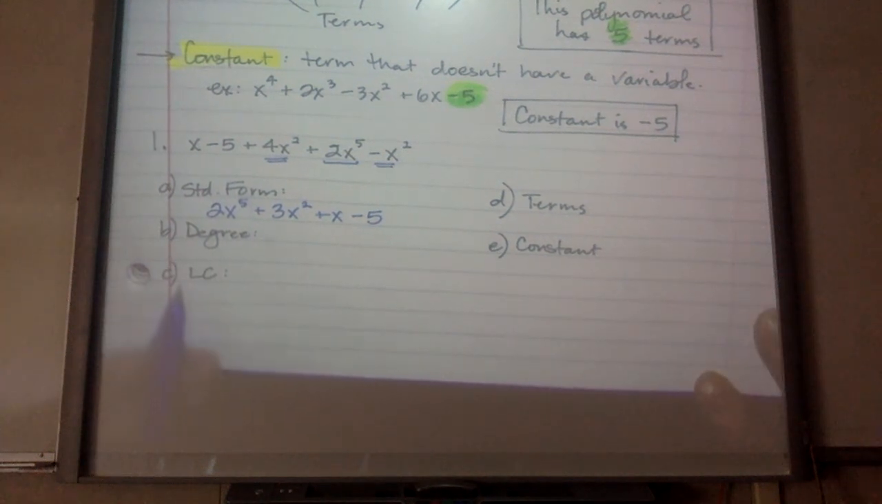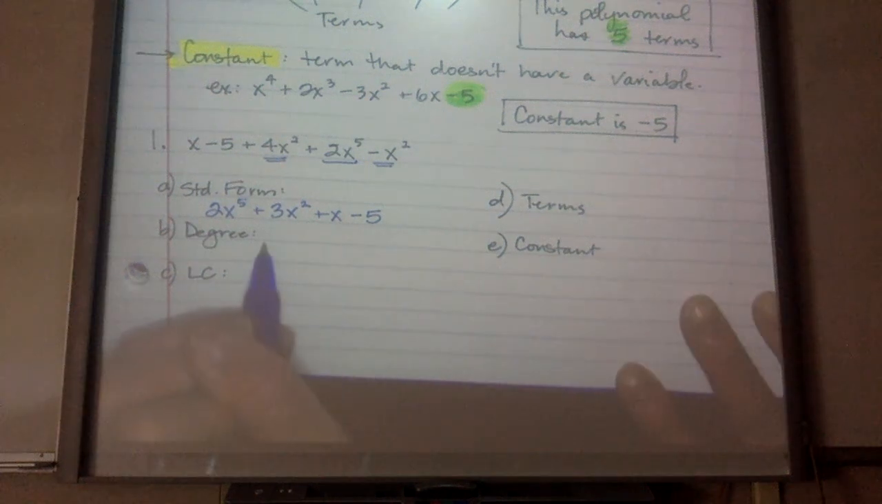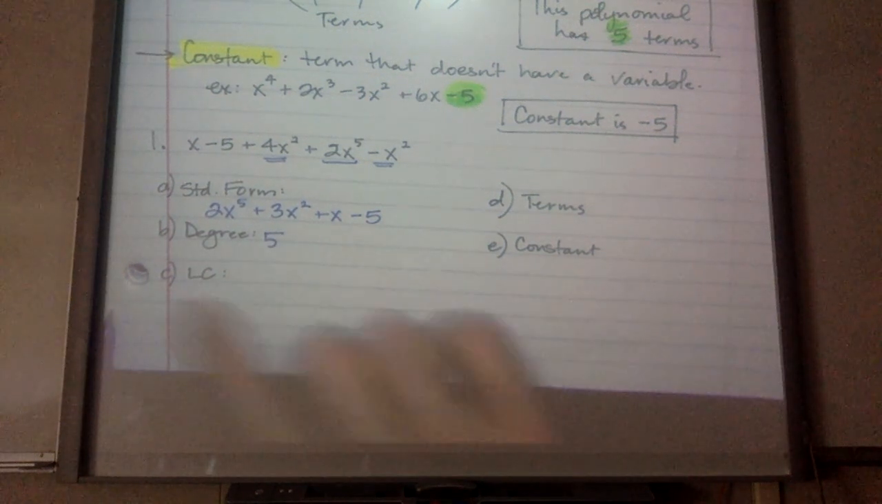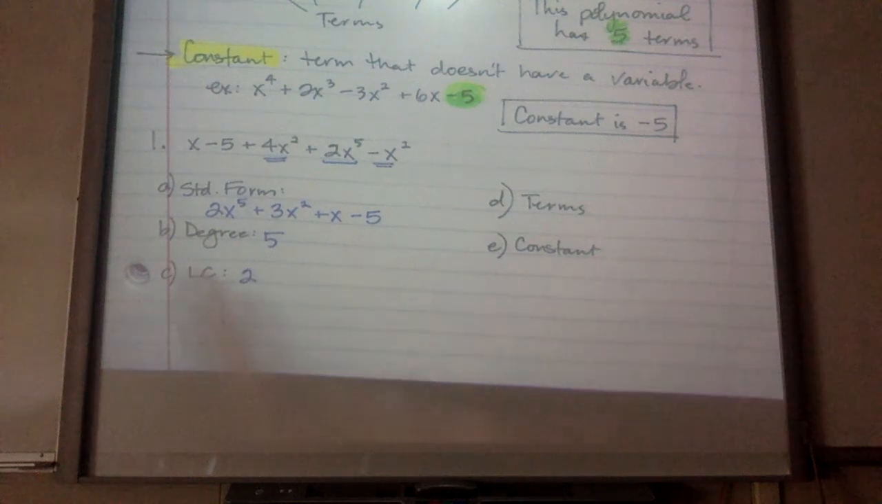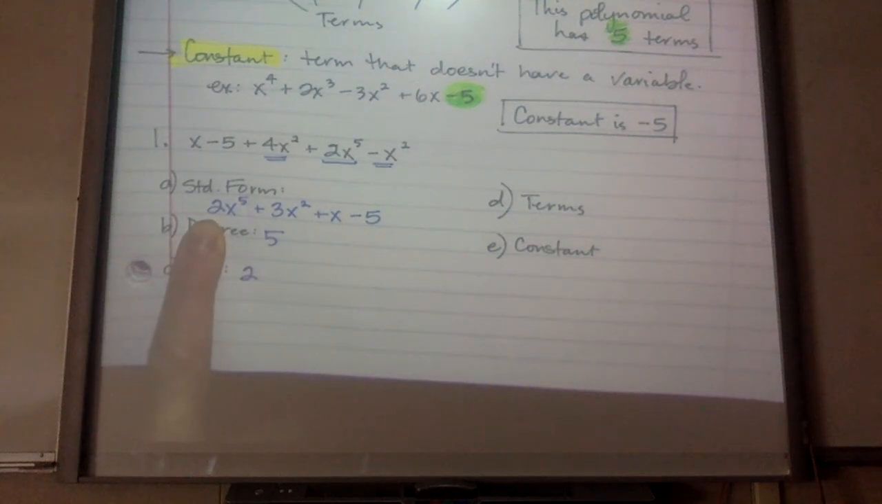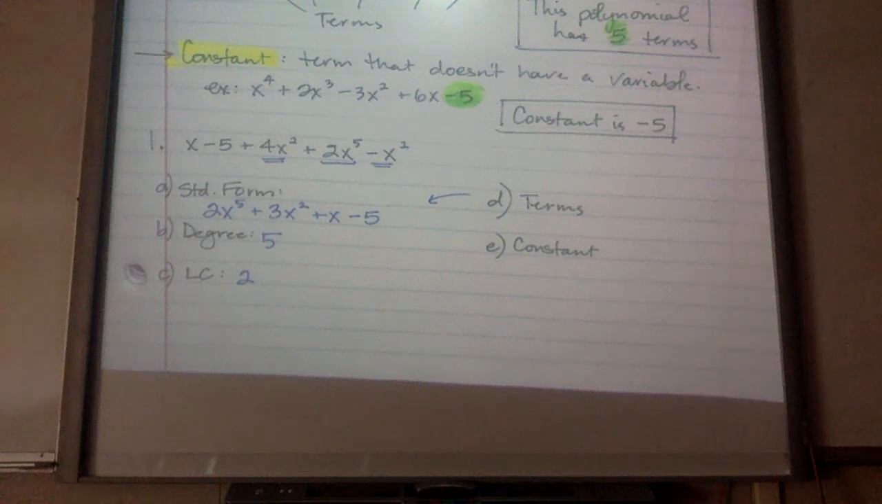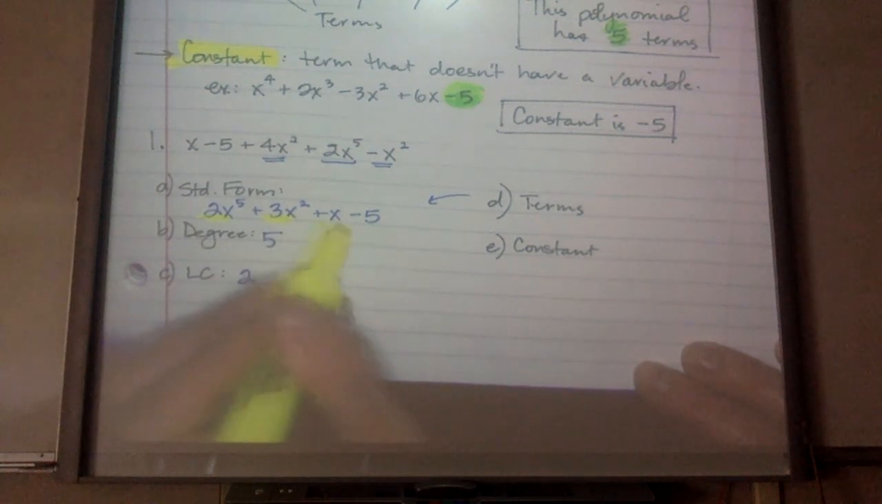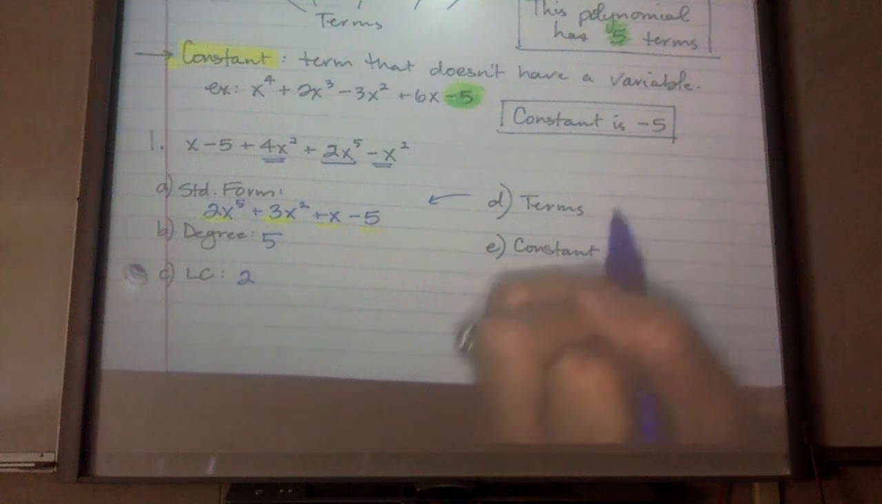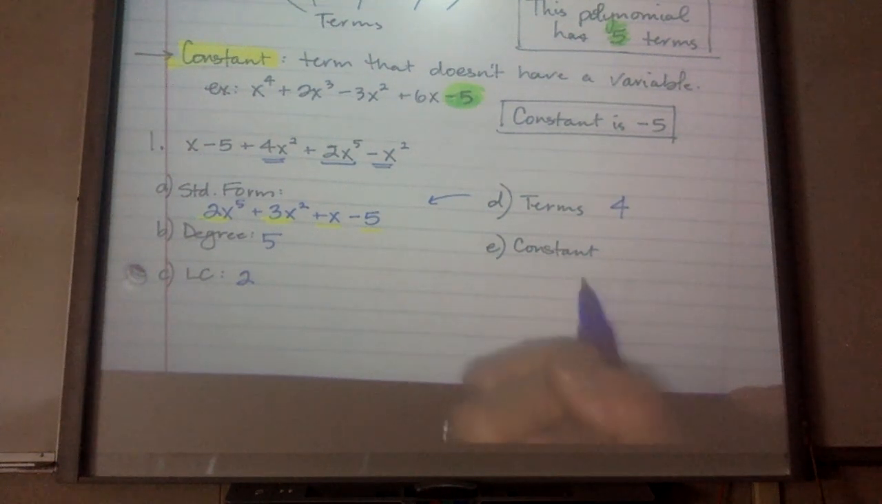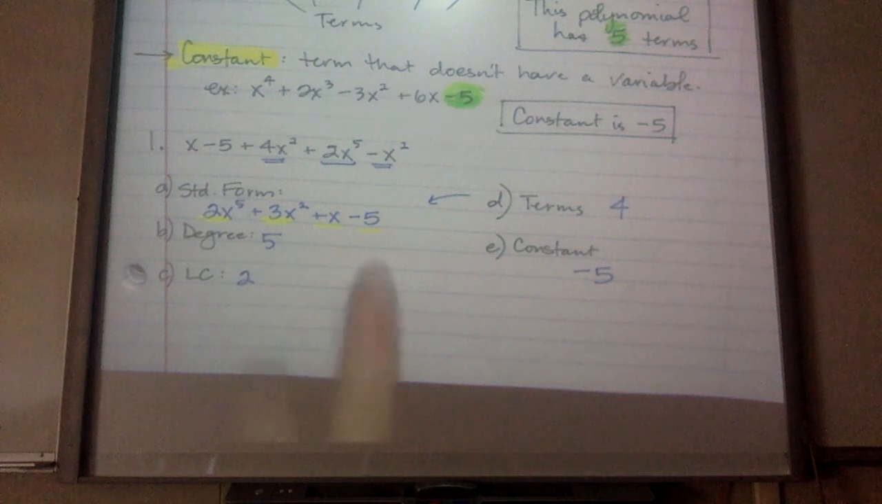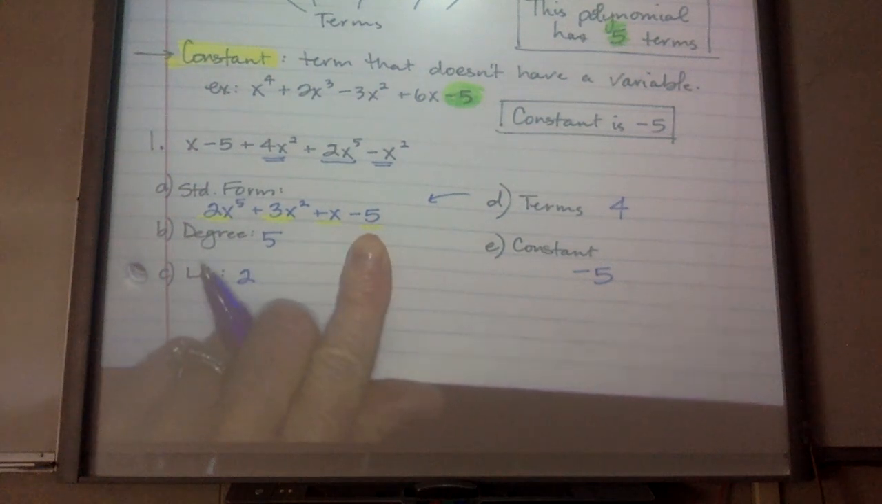Okay, degree is the largest exponent, so my degree is 5. My leading coefficient is 2. It's the number out front, or the very first number, if it's written in standard form. Terms, I have 1, 2, 3, 4, so 4. And my constant, again, is -5, because that's the only number that doesn't have a variable. Okay. Let's practice that one more time, and then we'll move on.